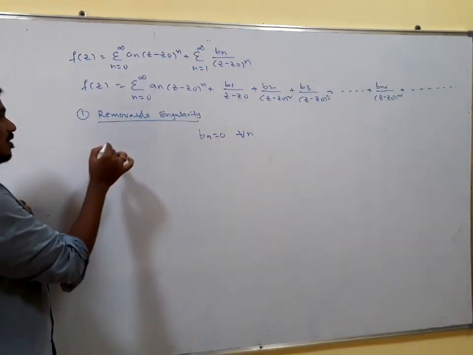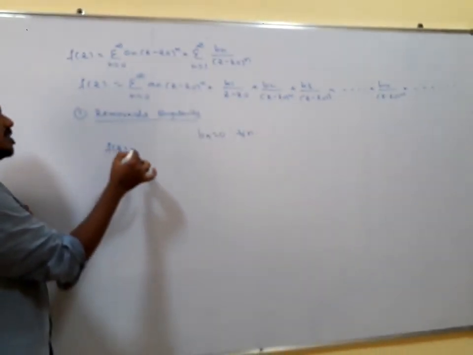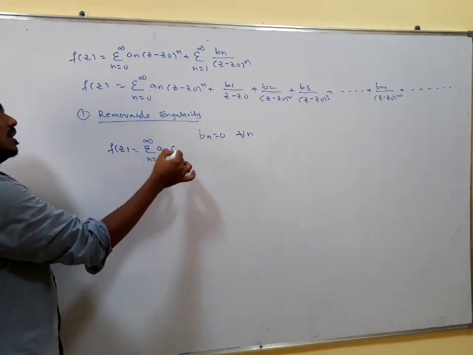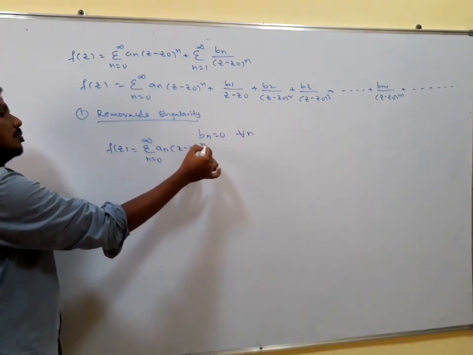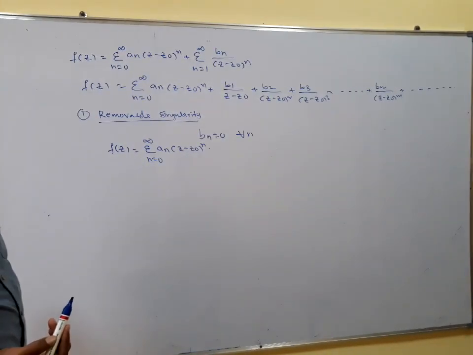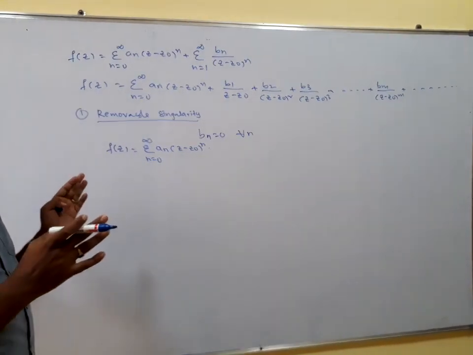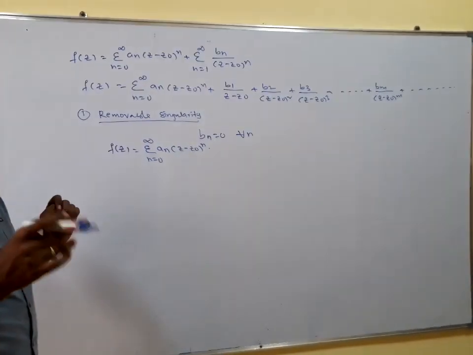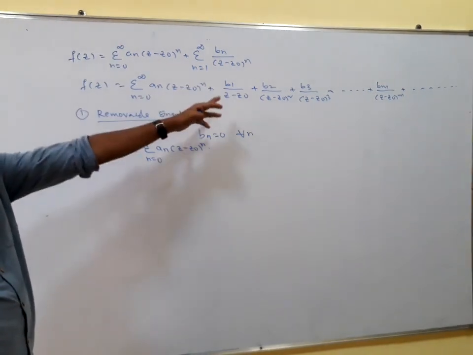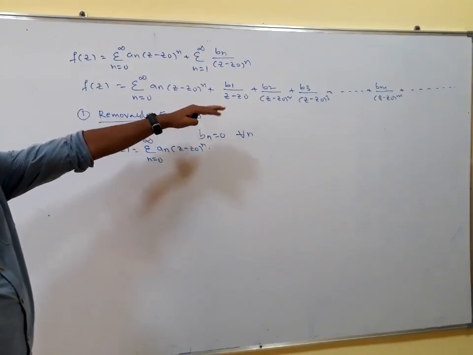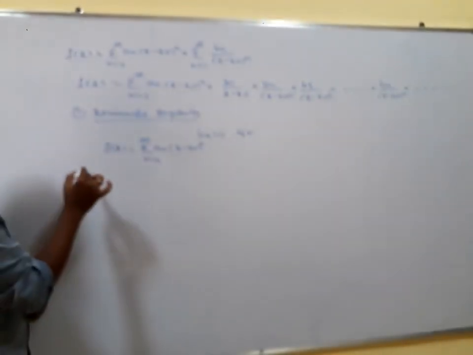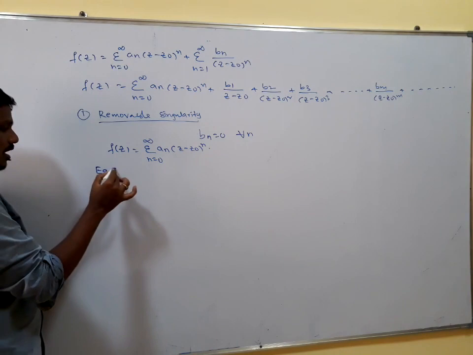In this case, we have only the analytic part: f of z is equal to the summation n is equal to 0 to infinity a n times z minus z naught to the power of n. This type of singularity is called a removable singularity. After the removable singularity, we go for a pole of order m, simple pole. Next, essential singularity, which is completely based on the principal part. If the principal part contains no term, the singularity is called a removable singularity. Let us take one example here, and you will get the idea.